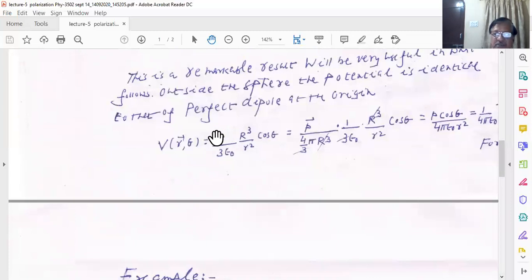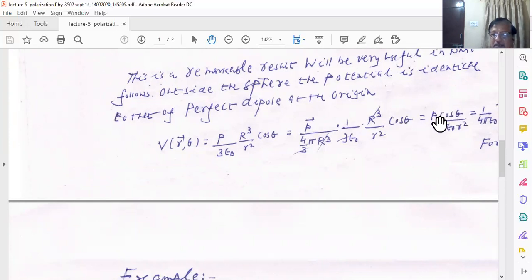Now this is basically a polarization vector. Polarization vector is dipole moment per unit volume. So I substitute the value of P. The dipole moment is a small vector p, it's not a polarization vector. It is the dipole moment divided by the volume of the sphere. The sphere has radius R, so the volume will be 4 by 3 pi R cubed. So I put the value of P here, and 1 upon 3 epsilon 0 factor remains as it is. Then R cubed upon r squared remains with a cos theta, so it will be equal to p cos theta over 4 pi epsilon 0 r squared.